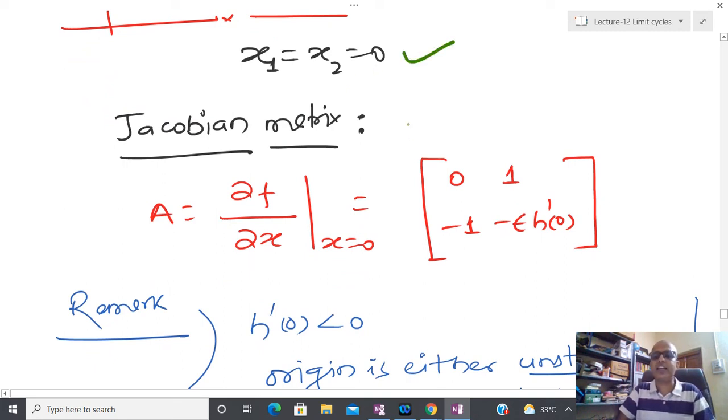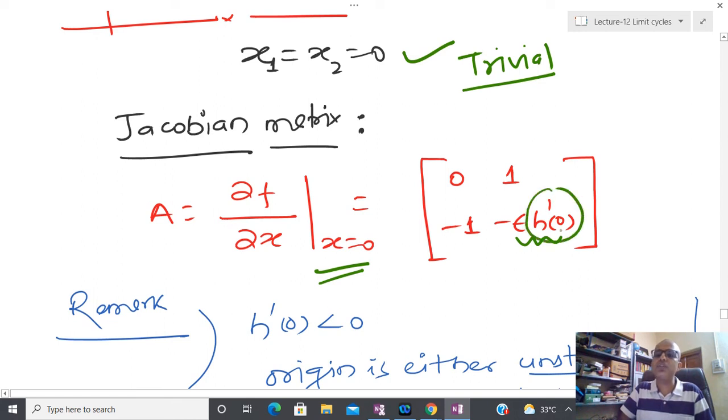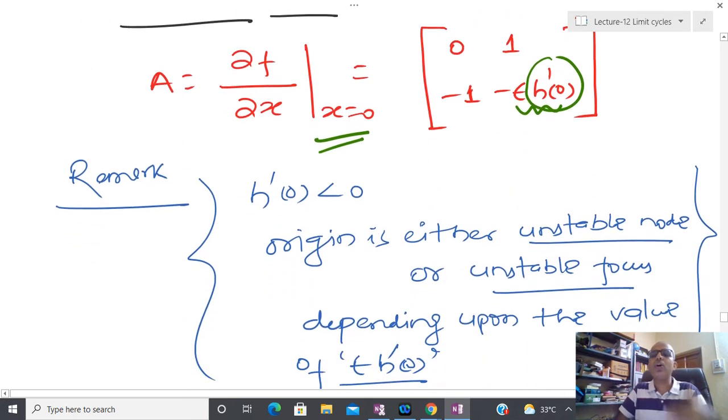So you can check it. This is nothing but the trivial equilibrium point. Now I am going to calculate the Jacobian around this equilibrium point. In the previous class you have already seen that the Jacobian is dou f1 by dou x1, dou f1 by dou x2, like this. If you do this and calculate the eigenvalues, based on epsilon, h dash 0 I can fix, and I know that h dash 0 is always negative, so this becomes positive. So based on epsilon, it is possible to show that your equilibrium point is either an unstable node or an unstable focus.